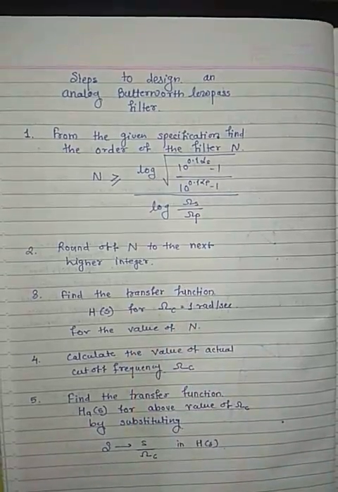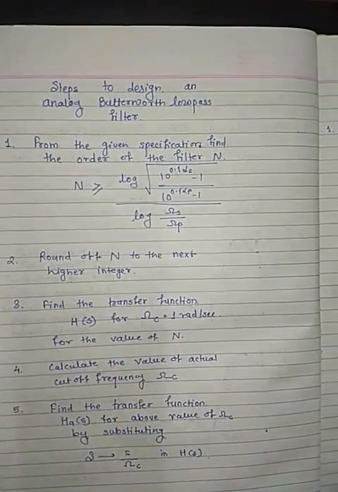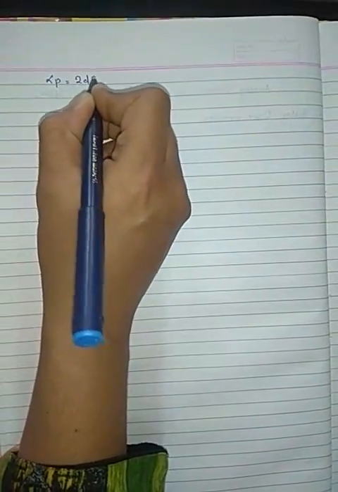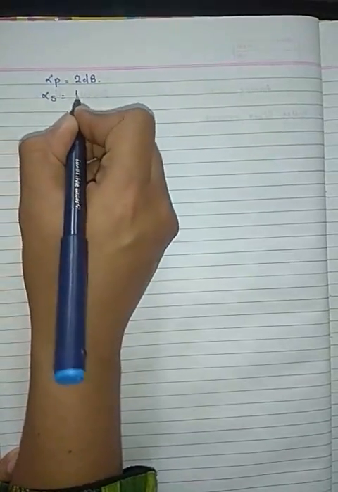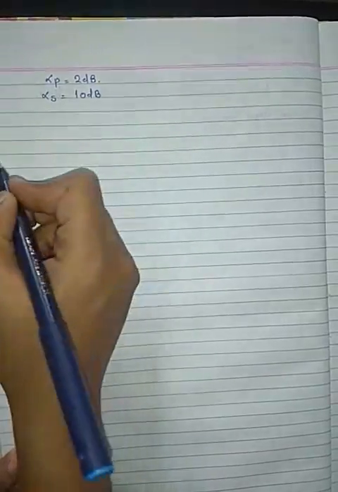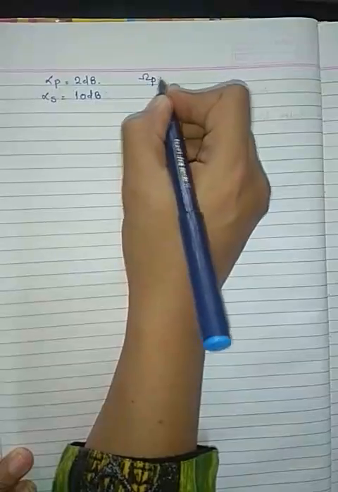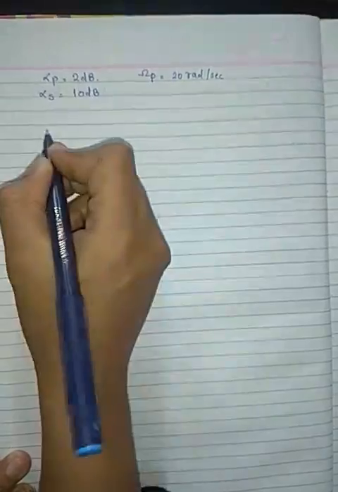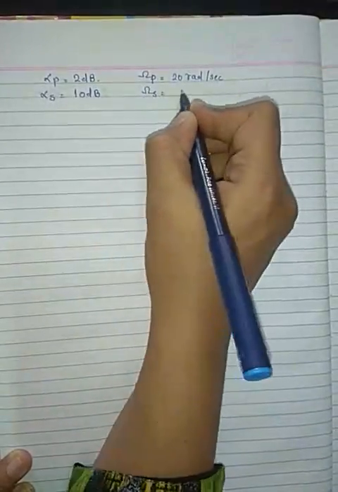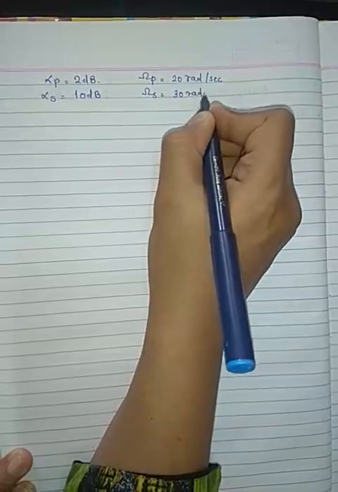Here we will consider one example for designing an analog Butterworth low pass filter. Consider that alpha P is provided, that is alpha P is equivalent to 2 dB. Alpha S is equivalent to 10 dB. Ohm P is provided, that is equivalent to 20 radians per second. And Ohm S is provided, that is equivalent to 30 radians per second.